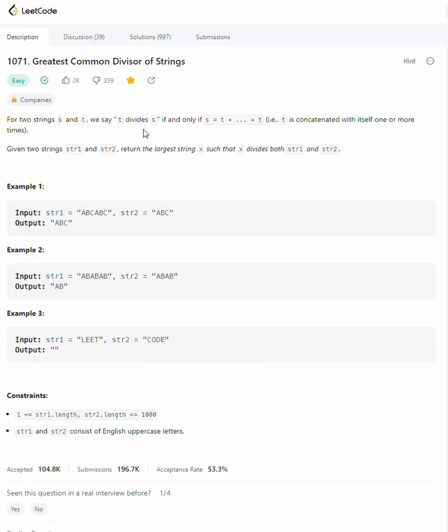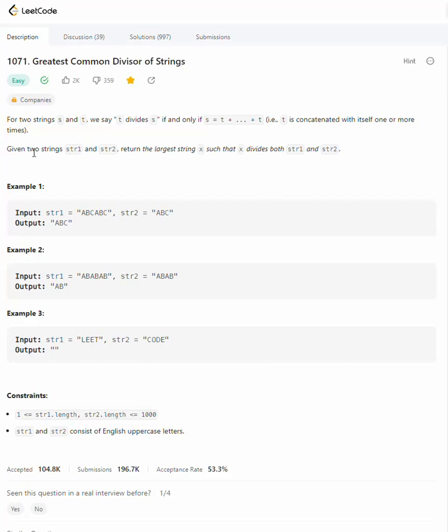This string T will divide S if S contains T multiple times. Multiple times means it may be one time, two times, more than one time. For example, S equals T plus T plus T plus T. So what does it mean? It means T may come one time or more than one time. That is called concatenation of a string. So here you can see T is concatenated with itself one or more times.